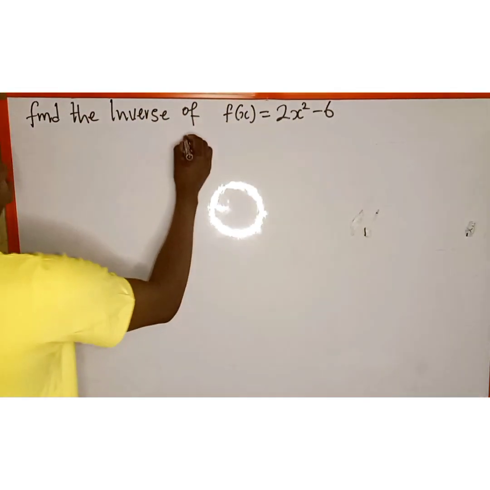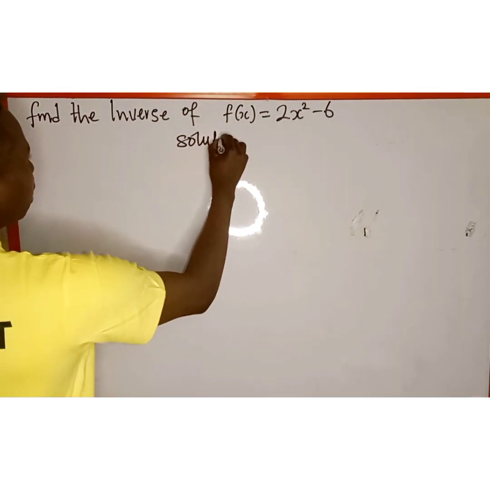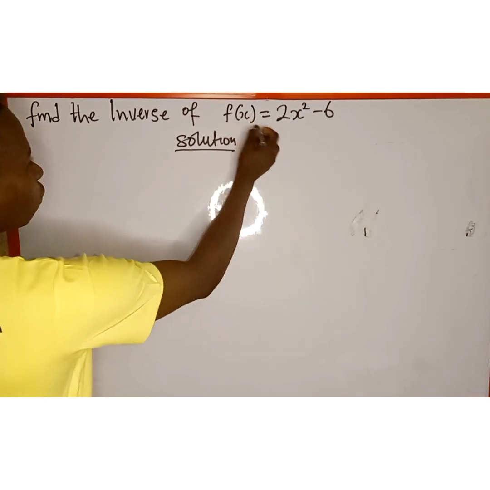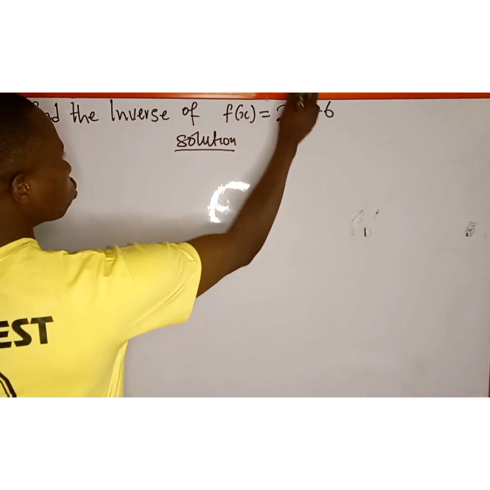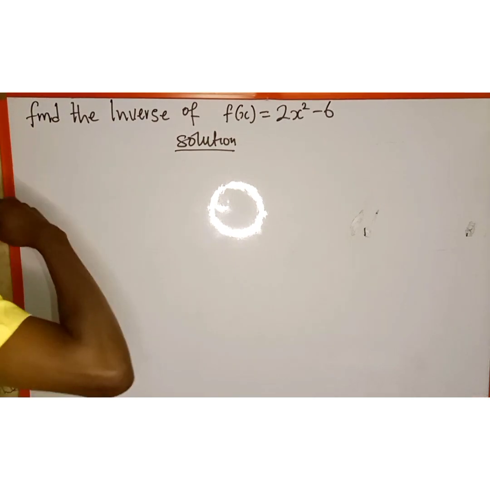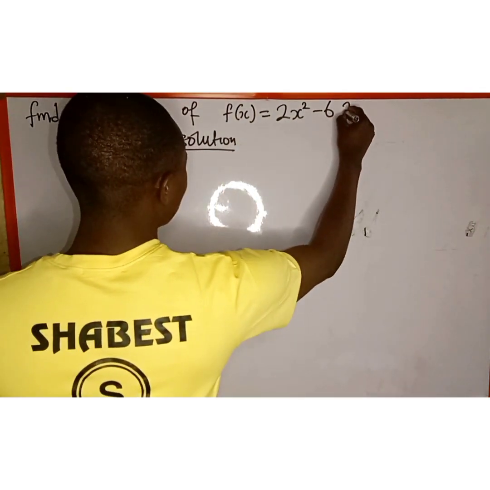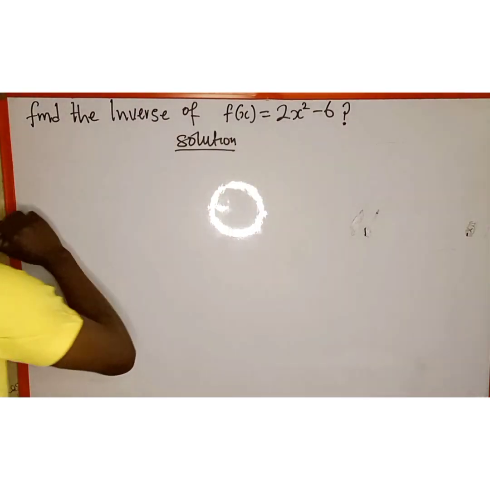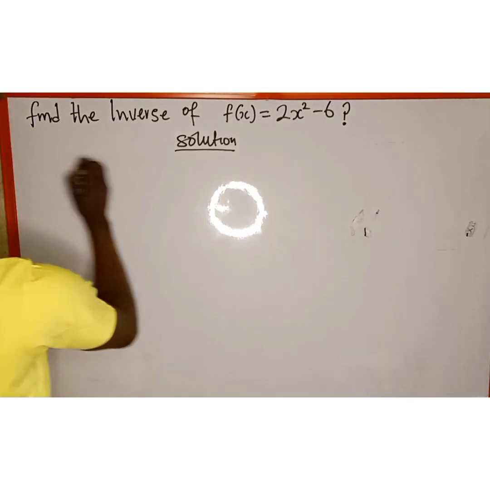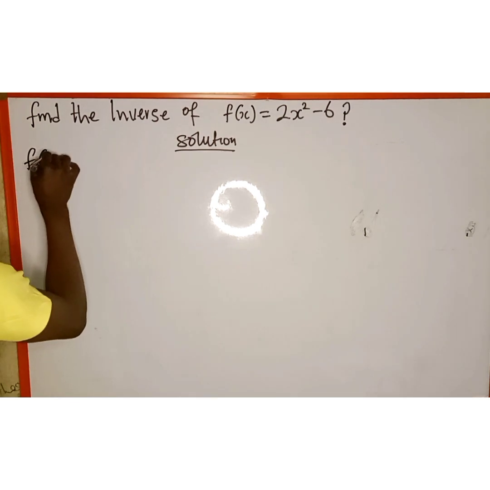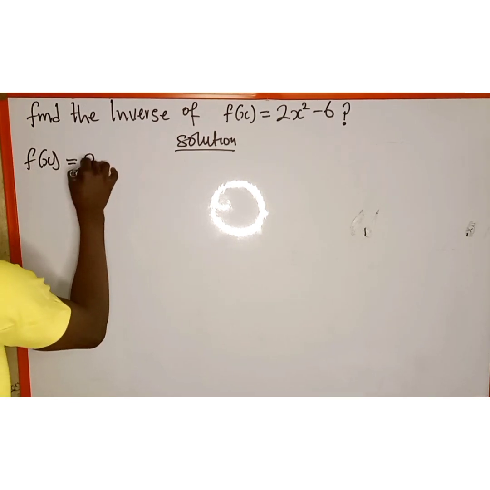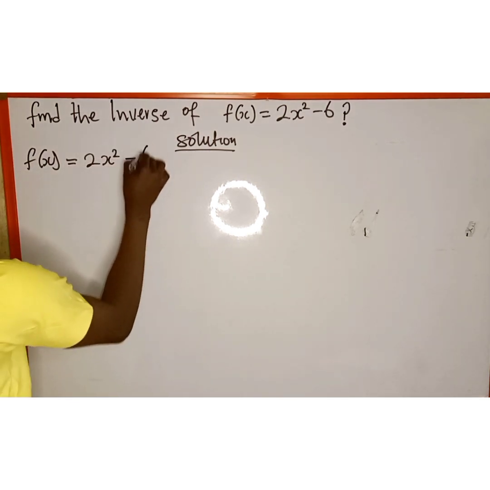Solution. So the question on the board says we should find the inverse of this function. F of s is equal to 2s squared minus 6. So the first thing we need to do here is to rewrite our function. This is our question, so we rewrite our function: f of s is equal to 2s squared minus 6.